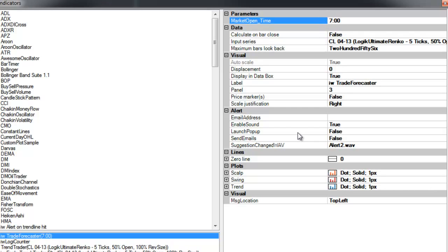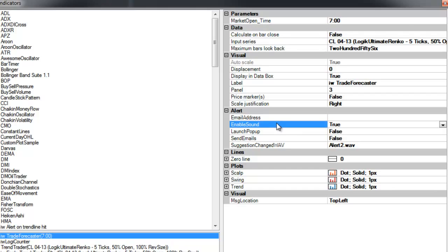Trade Forecaster also comes with alerts. I've currently got the sound alert enabled. I've got that set to true. I'm not going to enable the pop-up, and I'm not going to enable the email alerts, but those 2 alerts are available as well.